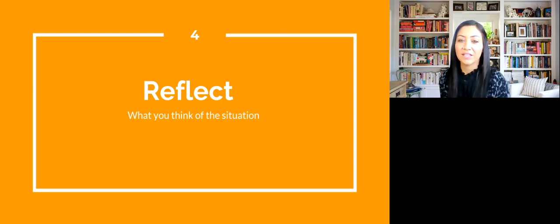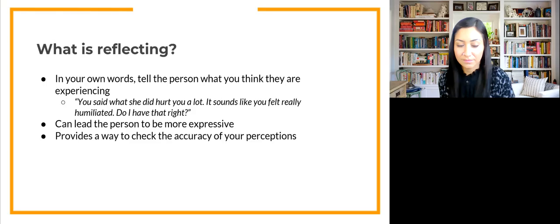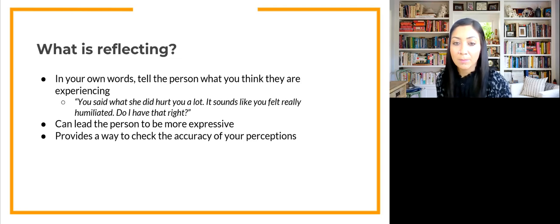After reframing, it is time to reflect on what you think of the situation. Reflecting involves telling the other person what you think they are experiencing in your own words. For example, you said what she did hurt you a lot. It sounds like you felt really humiliated. Do I have that right? This can lead to the person being more expressive. It also provides a way to check the accuracy of your perceptions.